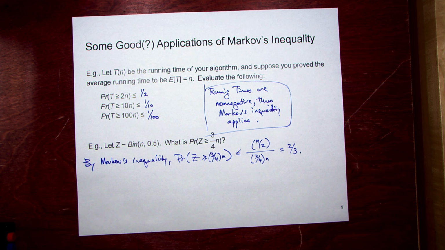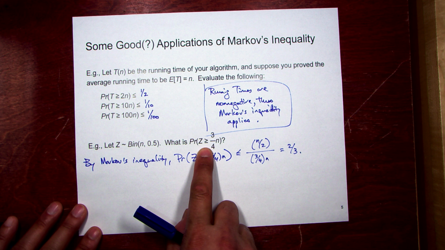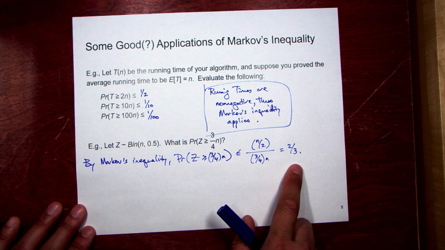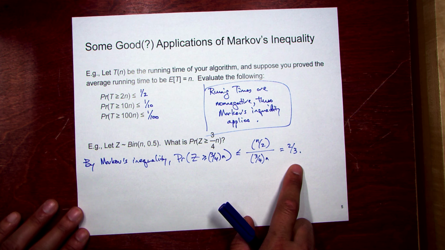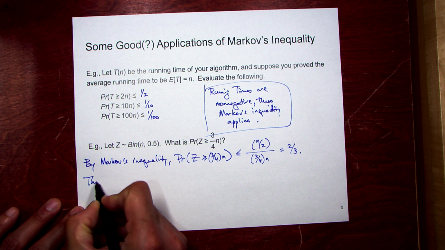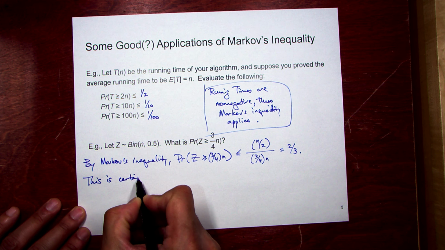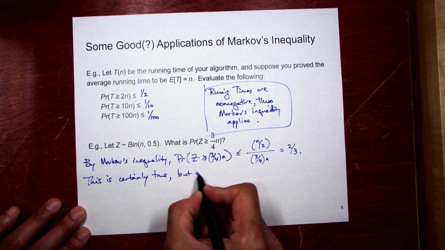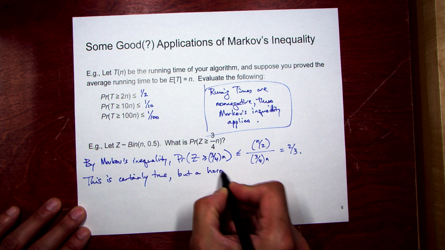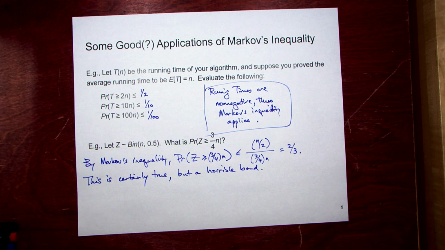So the probability that the number of times you get heads is at least 3/4 n is 2/3. That's terrible. That's a terrible result. Okay, this is certainly true, but a horrible bound. Why is this horrible? Why is it obvious to you that it should not be like 2/3? It's kind of weird, right? 2/3. Why is it bad?